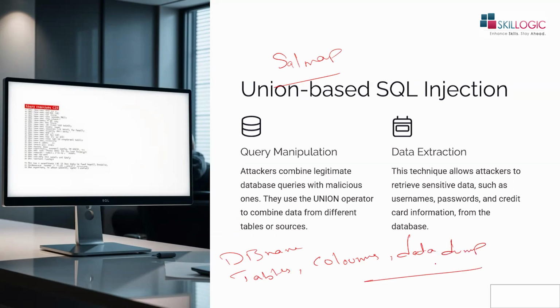So this is the procedure for extracting data from the databases using the web application URL with union-based SQL injection. Query manipulation: attackers combine legitimate database queries with malicious ones, using the union operator to combine data from different tables or sources. Then they do data extraction. This technique allows attackers to retrieve sensitive data such as usernames, passwords, credit cards, addresses, mobile numbers, Aadhaar card details, PAN card details, everything from the databases.